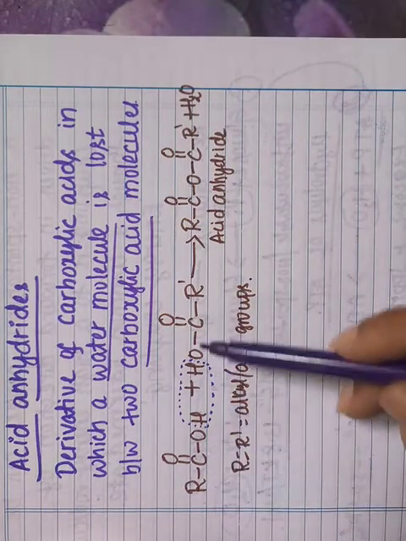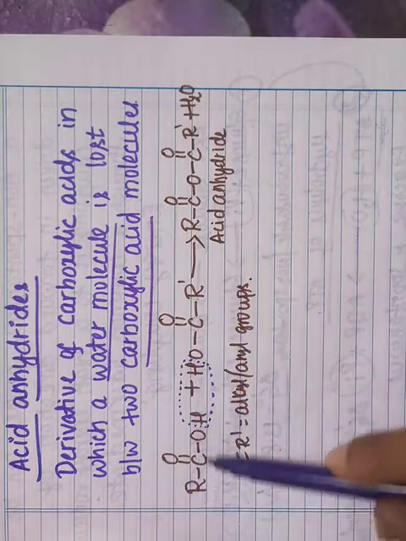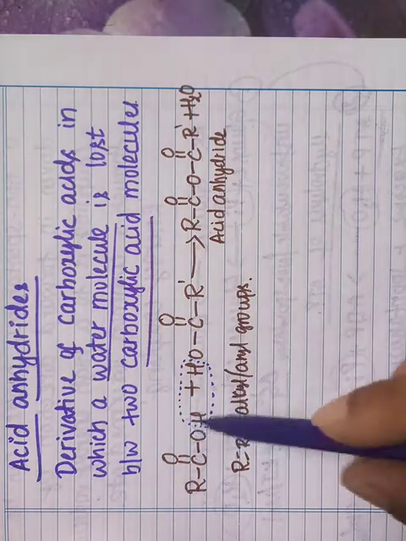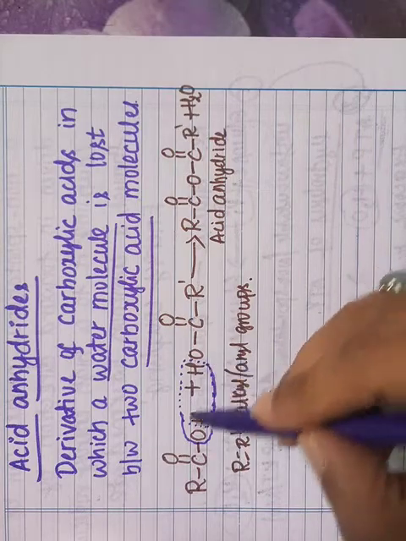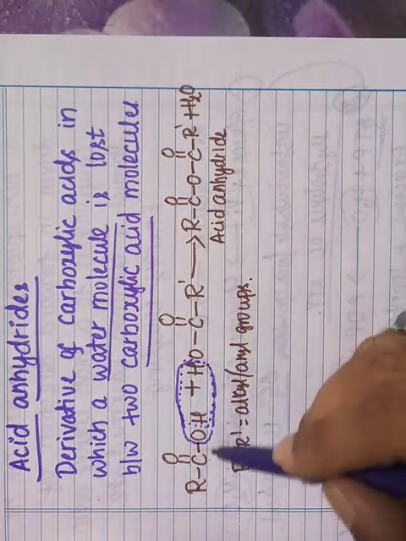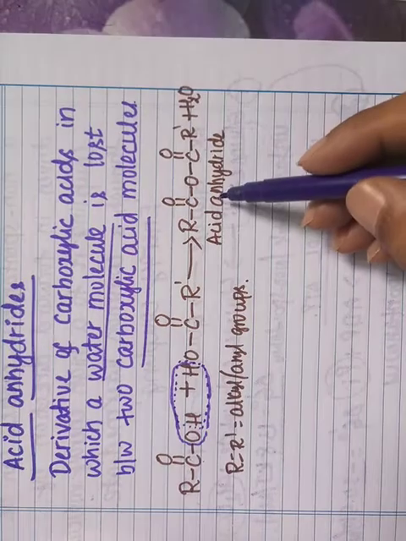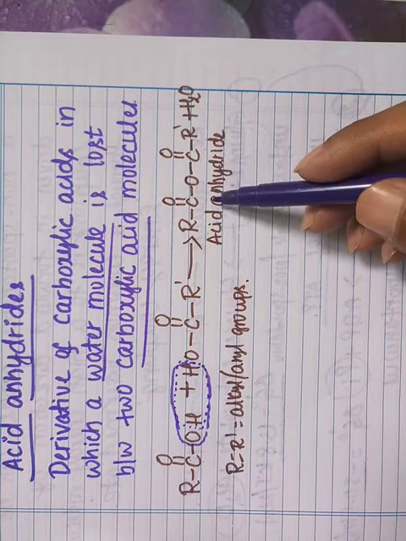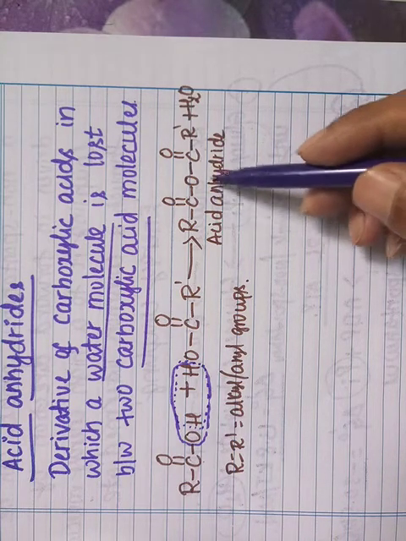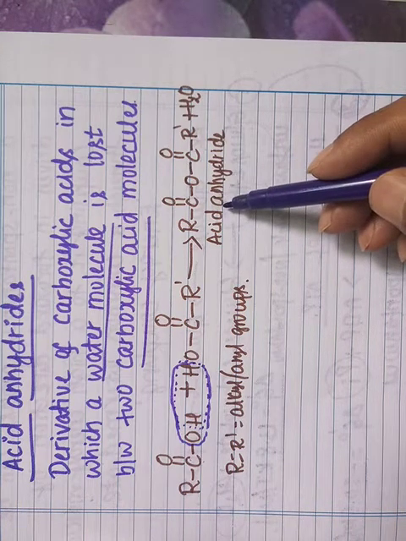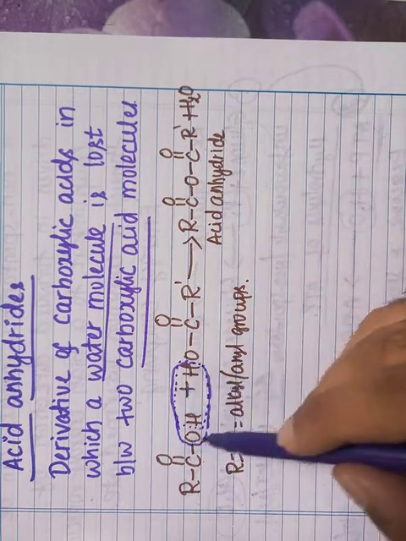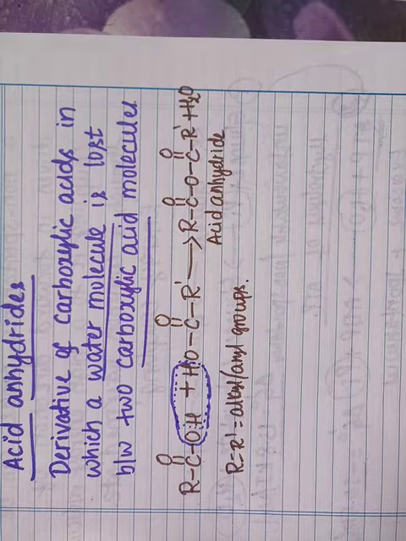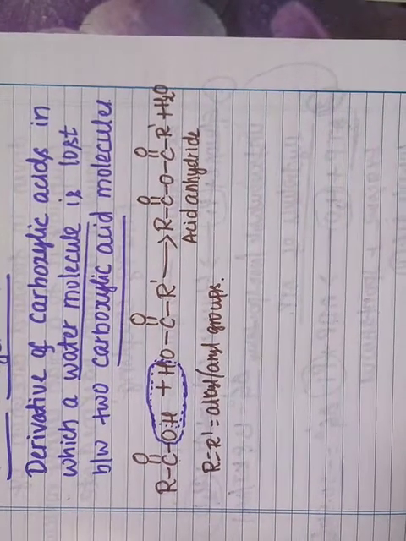So here you can see there are two carboxylic acid molecules. This is one carboxylic acid molecule, and this is another carboxylic acid molecule. When a water molecule is eliminated between the two carboxylic acid molecules, the acid anhydrides are formed. So these acid anhydrides are formed when a water molecule is lost between two carboxylic acid molecules. So they are called acid anhydrides.